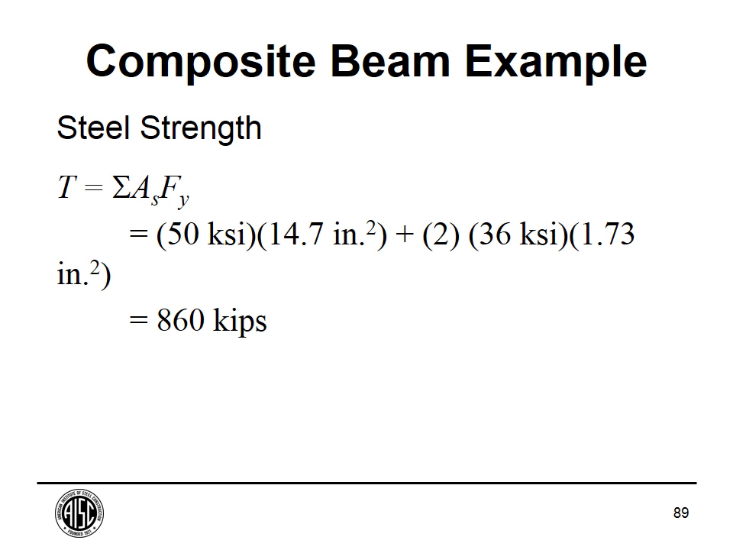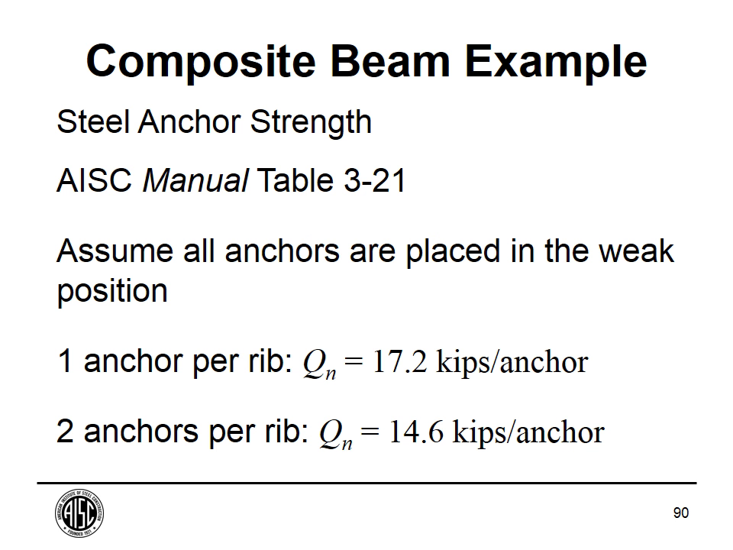It's going to be 860 kips. Notice that I included 50 ksi for the cross section of the wide flange member and 2 times 36 ksi for the angle. All right, but this is not going to control either. What is going to control it are the studs. Remember, we have 2 at the end there, so they're going to be worth only 14.6, and the rest are going to be worth 17.2 kips per anchor.